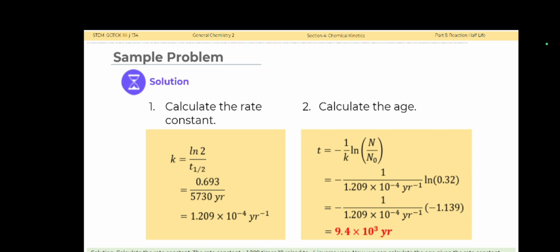Now, we can calculate the age given the rate constant and the fraction of carbon-14 remaining, which is equal to 0.32. Simplifying, we get 9.4 times 10 cubed years.